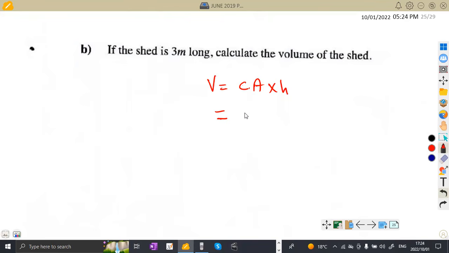So remember that our area of the cross-section was 5 square meters, times now the distance from one point to another, which is 3. If you multiply this, it's going to be 15 cubic meters. So whenever you're given a cross-sectional area, multiply it by the height, then we obtain the volume. That was the idea here.